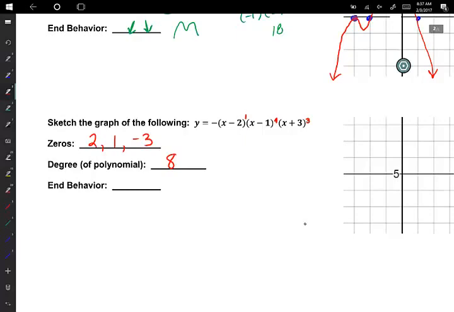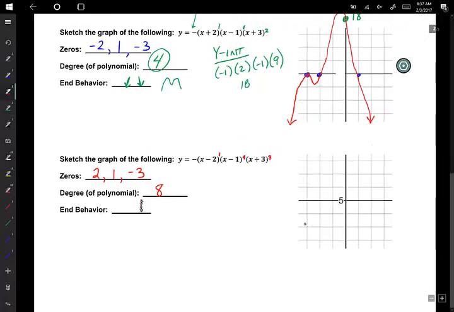End behavior. Where does it end? It ends down. Now, this is an even. Where do evens start? At the same place that they end. Okay, where does this one start? Down. Do evens always start down? No. Evens could start up. If they start up, then they end up.